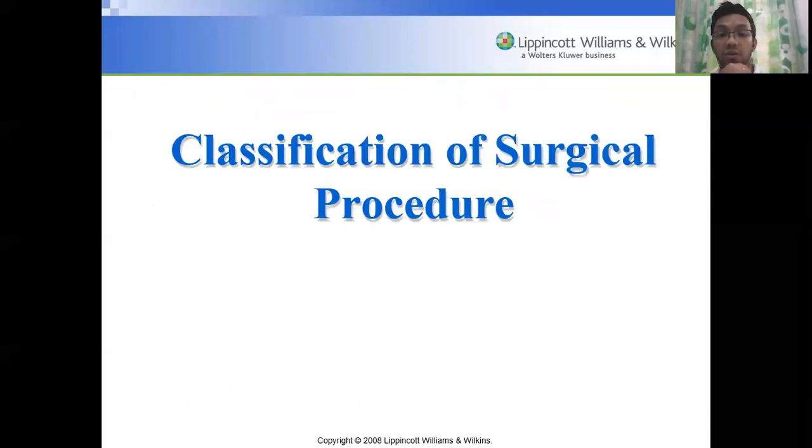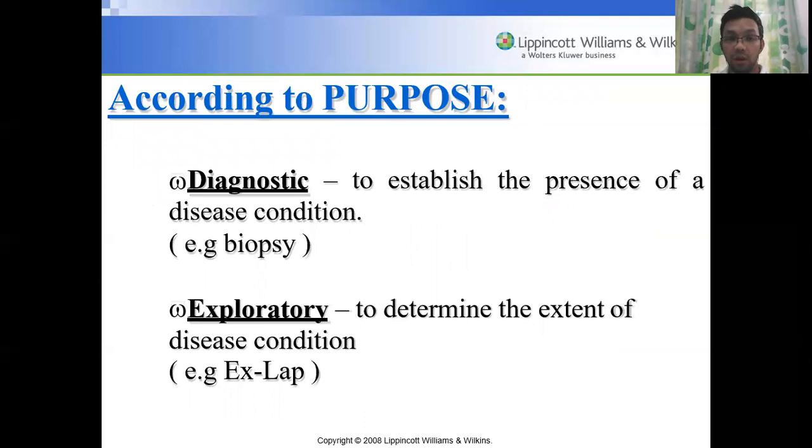Now, we go to the classification of surgical procedures. First, according to the purpose. First is diagnostic. Of course, from the word itself, some of the surgeries are done in order to diagnose the condition of the patient, to establish the presence of a disease condition. Example is by doing biopsy. If they operated on a patient and took samples of the breast tissue in order to detect for the presence of breast cancer, that is under diagnostic.